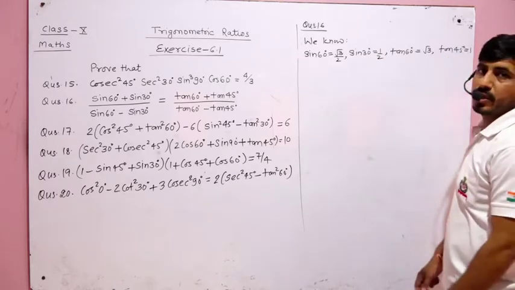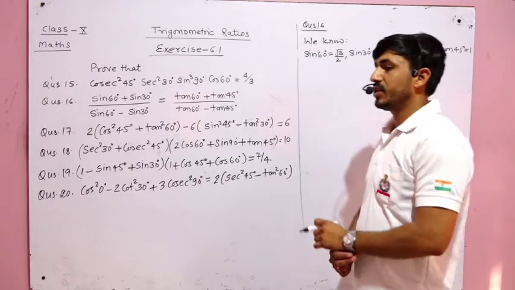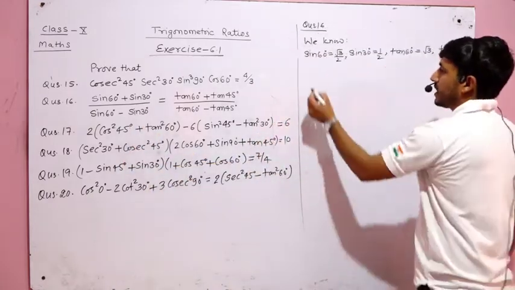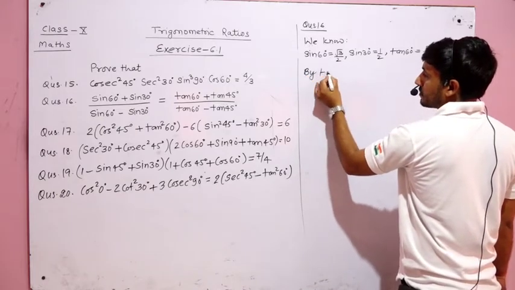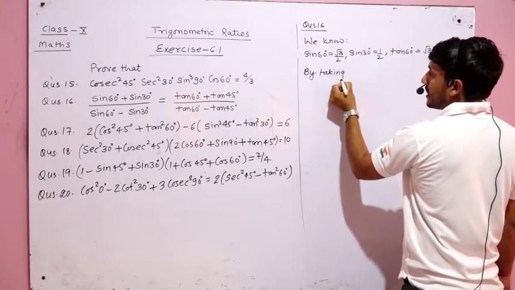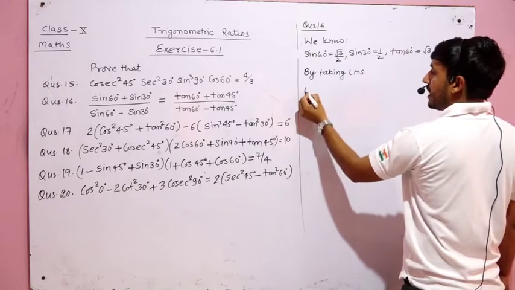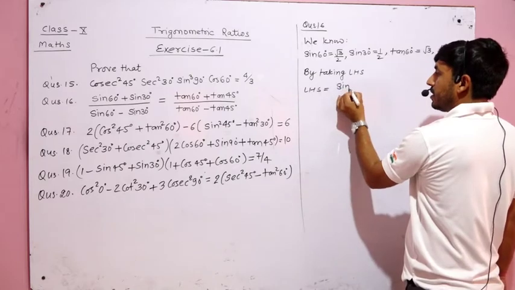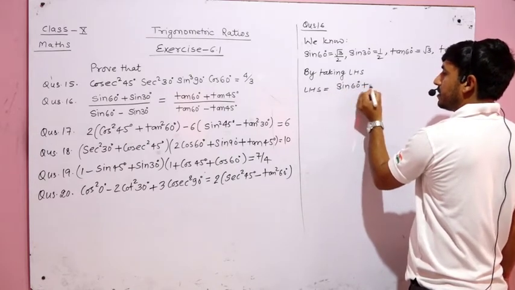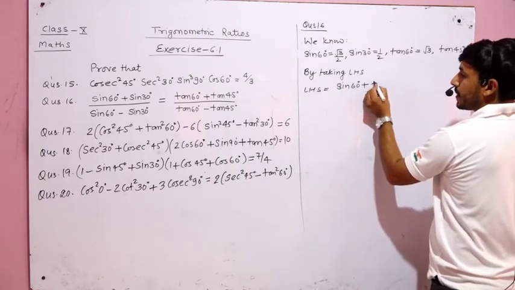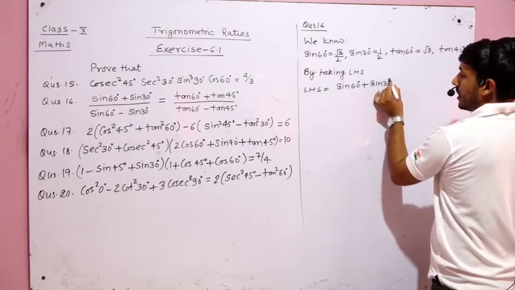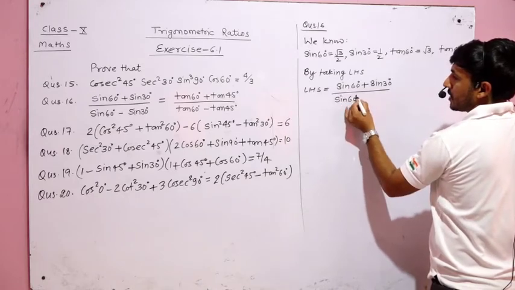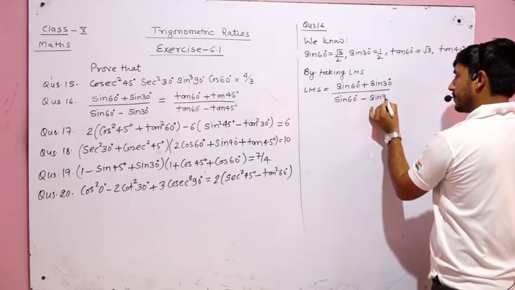All the values we have. Then by using these values we have to prove two sides equal. First, by taking LHS, LHS is equal to sine 60 degree plus sine 30 degree, divided by sine 60 degree minus sine 30 degree.